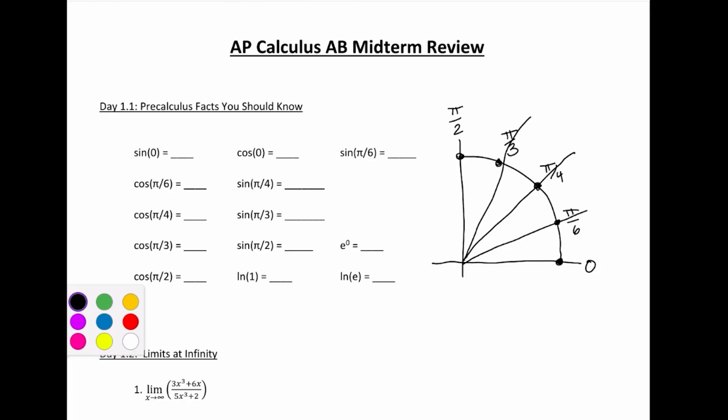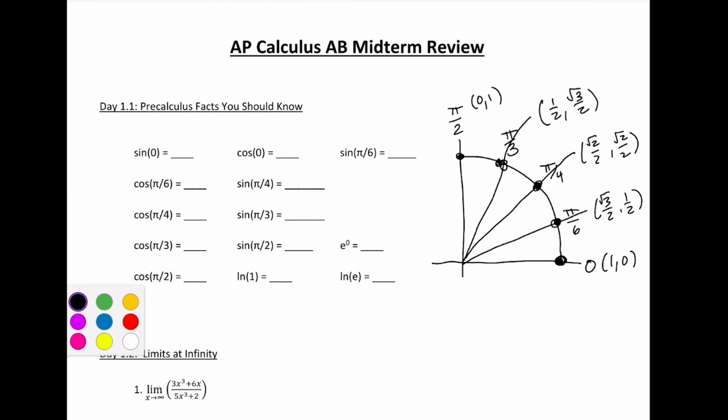So for instance, at 0, this point right here is 1, 0. This point right here is going to be root 3 over 2, 1/2. This point at pi over 4 is root 2 over 2, root 2 over 2. At pi over 3, we've got a coordinate that's 1/2, root 3 over 2. And at pi over 2, we've got a point at 0, 1.